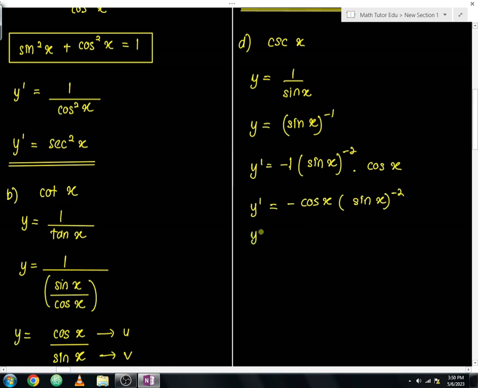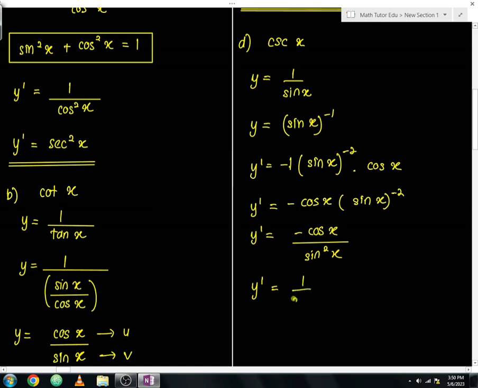So from here what we're going to do is change back into the fraction form. Negative cos x divided by sine squared x. Okay, so far so good. I hope you guys are able to understand my working till now. So from here, similar step as part C, I'm going to factor out the sine x.